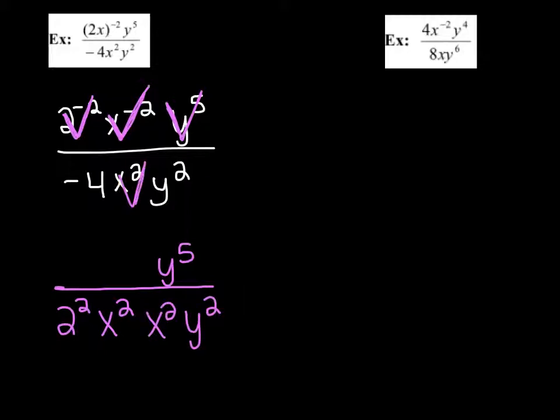So then let's talk about negative 4. While negative 4 is a negative number, negative 4 actually has an exponent of 1. Even though the number is negative, the exponent of negative 4 is positive, so negative 4 is not going anywhere, so it stays on the bottom. Now I can start to simplify. 2 squared is 4. 4 times negative 4 is going to be negative 16.